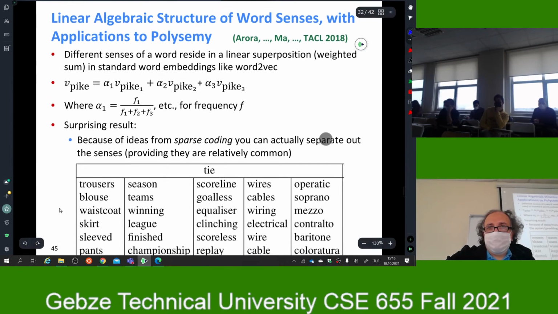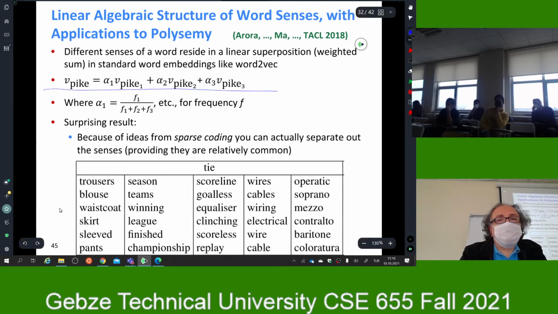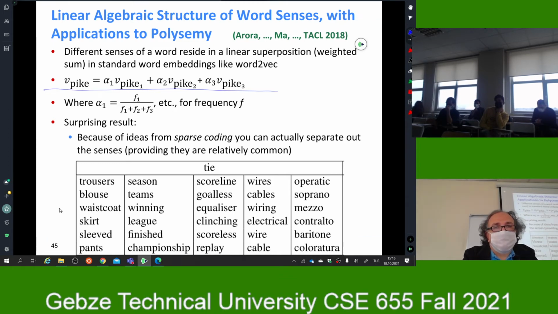Another guy came up with this idea. He said that I am going to explain this pike with this formula, a superposition of different meanings. It has, let's say, 3 meanings. The word pike itself is a weighted average of these 3 meanings. And alpha 1 is just f1 over these numbers. So you assign a vector first to the pike, then you try to separate it into different meanings.